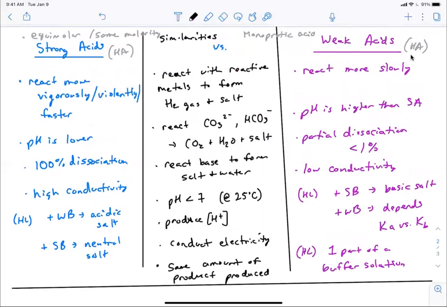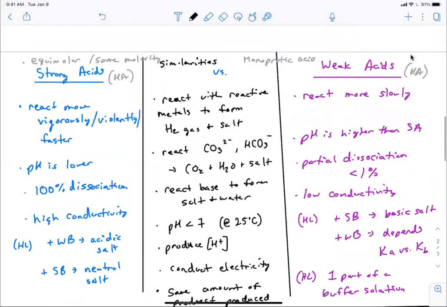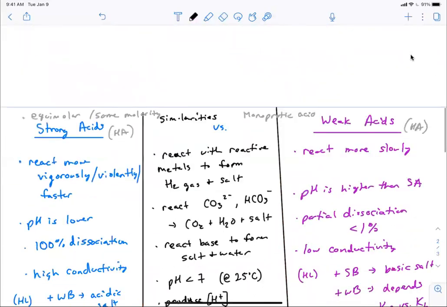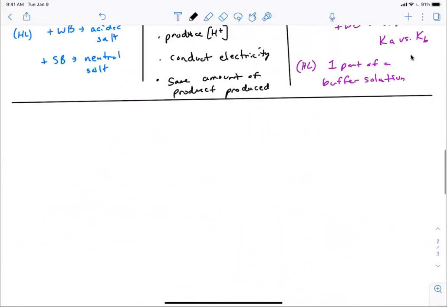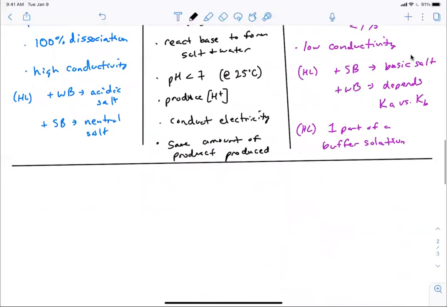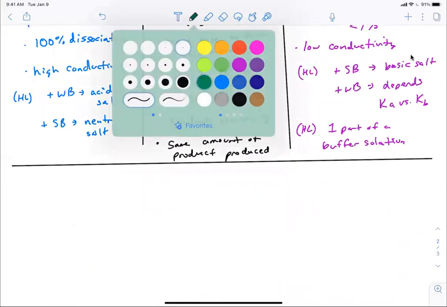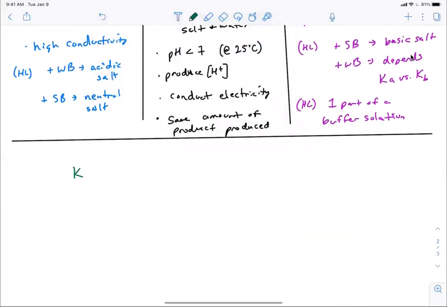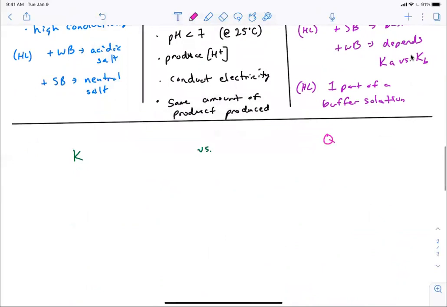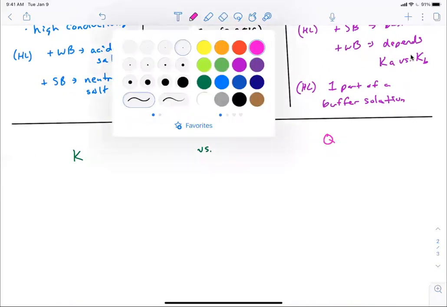Other questions about this chart? Okay. Let's scroll up here. Okay, so we've done this, we've done this. Some of these charts won't be as extensive. For example, this K versus Q one. I'm not gonna draw the lines yet because I'm not actually sure how long this is gonna be.